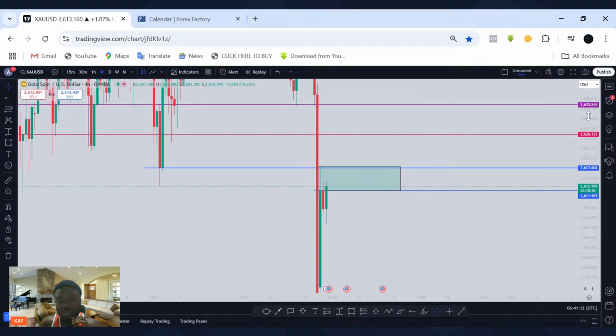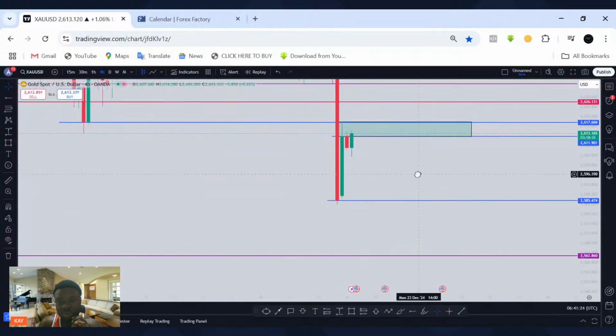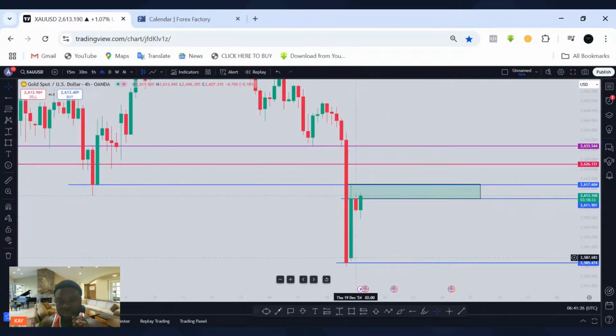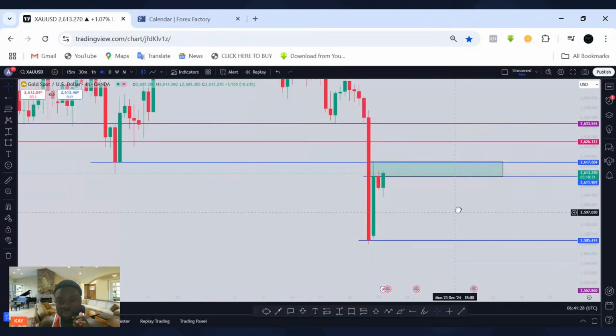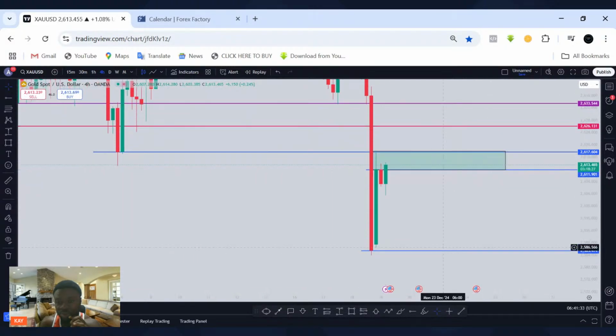Because you see what happened yesterday? Price broke out, made a resistance. What are you expecting? A trend continuation. So it's the same thing. Price has pulled back, created this resistance. So I'm expecting the trend to continue.